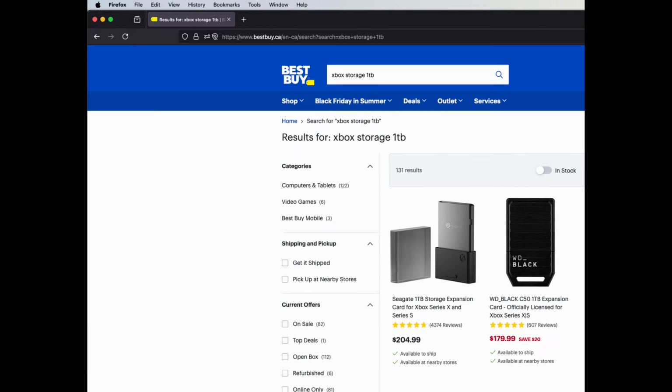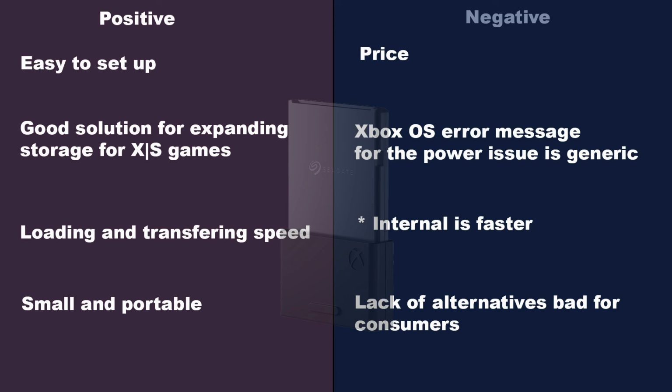Now, Western Digital released the C50 card, and that put pressure on the price, so now it's around $200 for the card. Do I wish that the card would be cheaper? Yeah, for sure, especially compared to the price of an NVMe drive, but the fact that it's portable and that the loading speed is the same as the internal of the console brings a lot of value there.